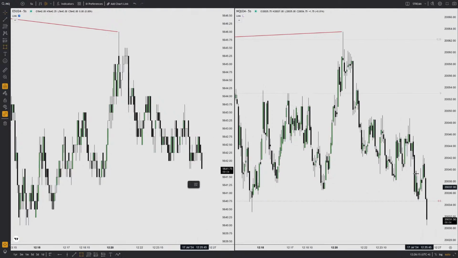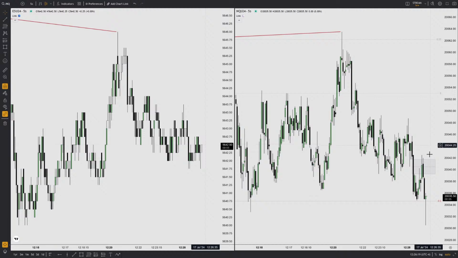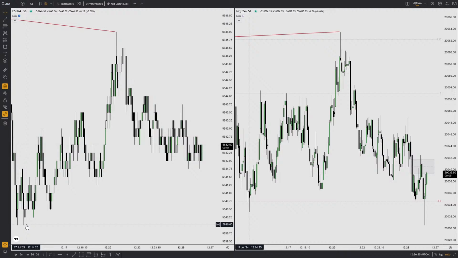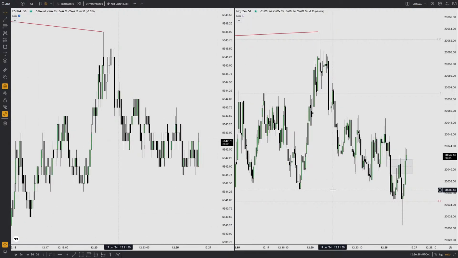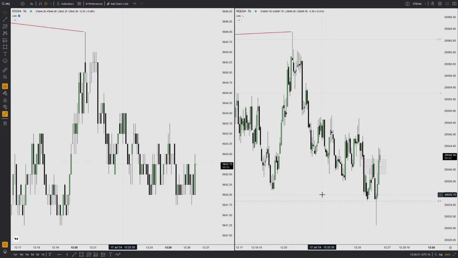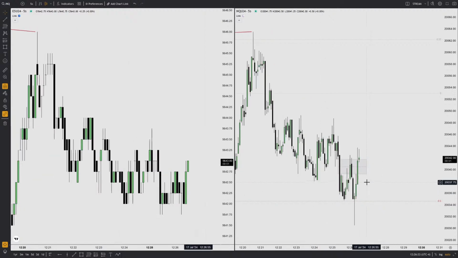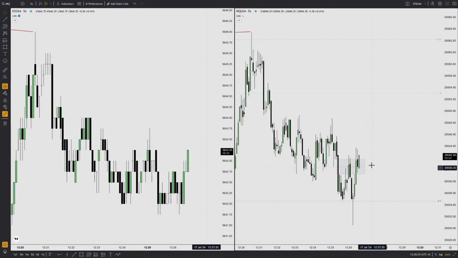Okay, so the fair value gap is this one, and there you have it. It took out the low here. ES did not take out the lows here. So right now I think we're good for a reversal. Let's see if I can catch some longs.